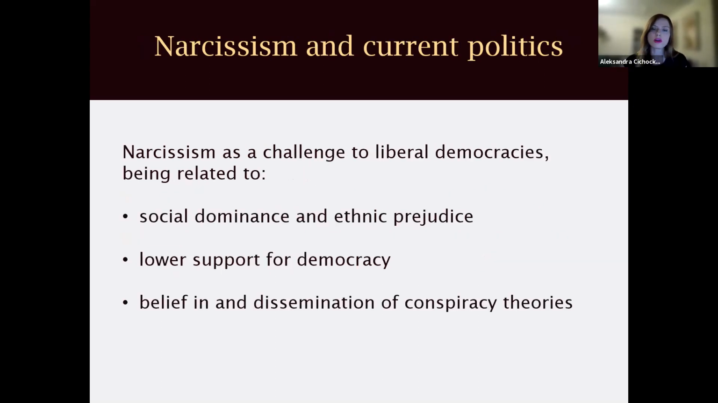Okay, so overall, we hope that this research shows that narcissism is an important psychological trait to study in the context of political beliefs, and it can actually be a challenge to liberal democracies, being related to social dominance and ethnic prejudice, lower support for democracy, as well as belief and dissemination of misinformation, at least in the form of conspiracy theories. Secure self-evaluation, secure self-esteem, on the other hand, seems to have largely opposite effects than narcissism.